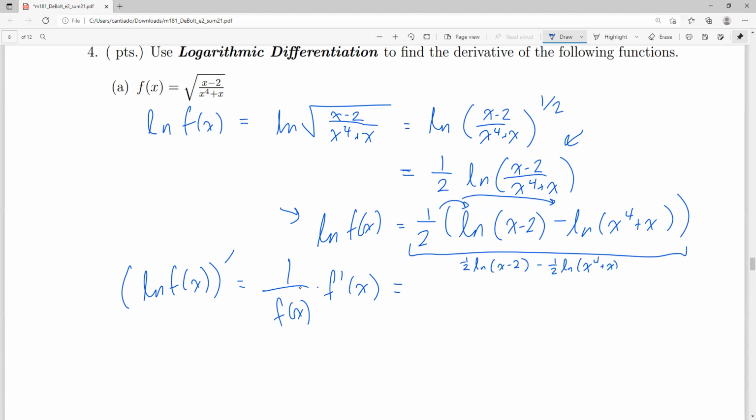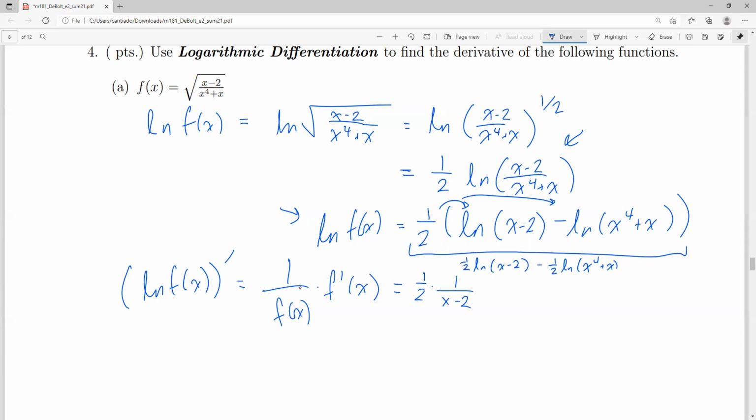So what's the derivative of 1/2 ln of x minus 2? Follow the log derivative rule. That'll be 1/2 times 1 over x minus 2. And the derivative of x minus 2 is just 1, so we leave it like that.